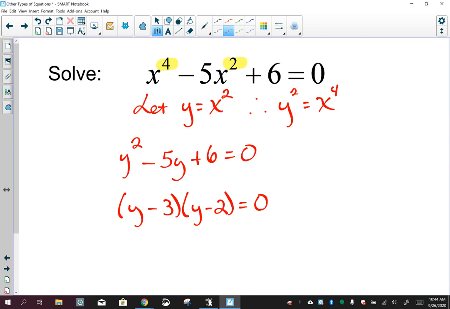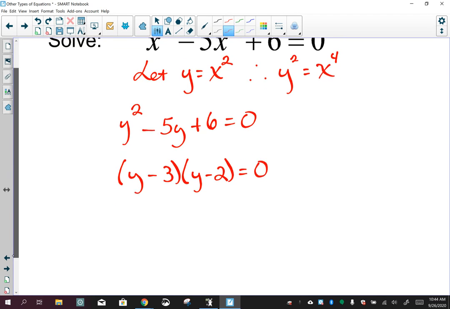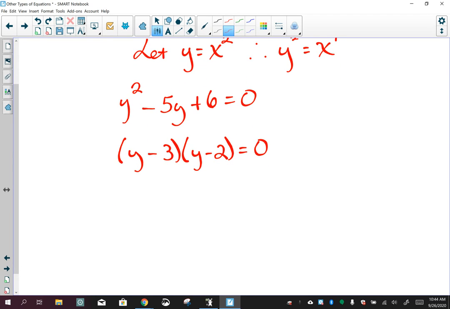So now I'm here. I'm not done. I'm 90% of the way done, because I'm in terms of y. Our original problem was in terms of x. So I have to take this piece up here and plug my things back in. So my y is x squared. So I'm actually looking at x squared minus 3, x squared minus 2.